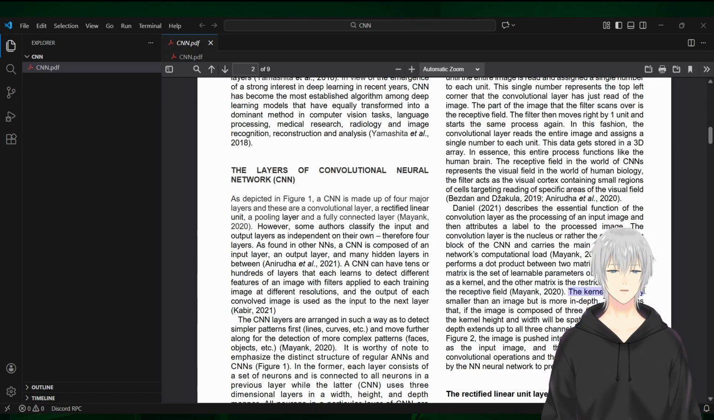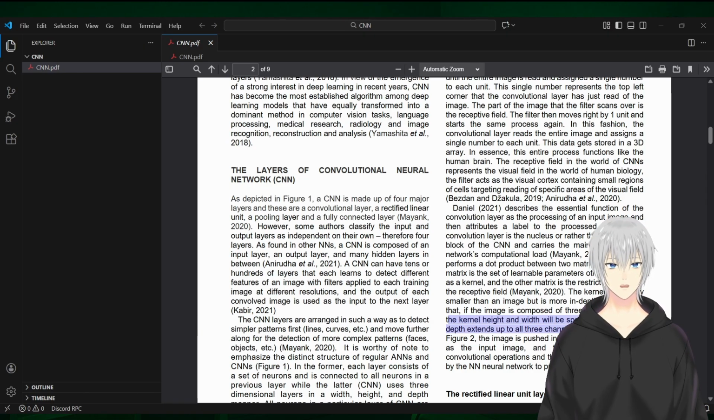The kernel is especially smaller than the image but has more depth. This means that if the image is composed of three channels, RGB, so if the image is a colored image, the depth extends. Wait, what? The kernel height and width will be especially small, but the depth extends across the three channels. Ah, okay.